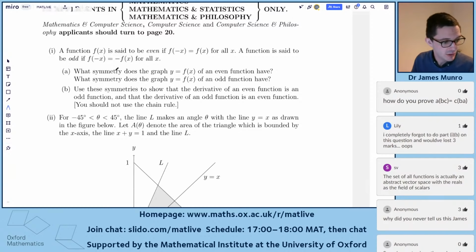How do you prove that A of BC equals C of BA? I think it's not. I think those are different things. That was easy. Right, cool.